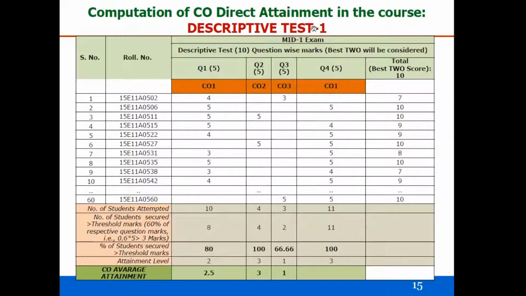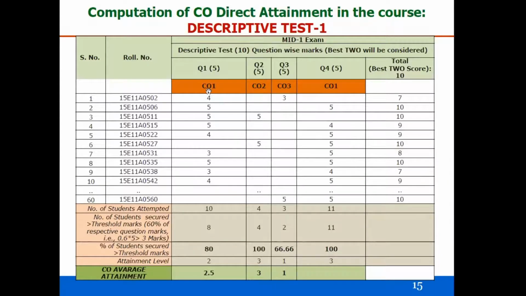Now for descriptive test 1, there are 4 questions, and the COs related to the 4 questions are also mentioned. Here you can observe that more than one question may contain the same CO. Why? Because in the first unit, first part, you have given 2 questions, let us assume, and for that first part you have defined one common CO. Then both questions related to that first topic are matched with CO1 only.